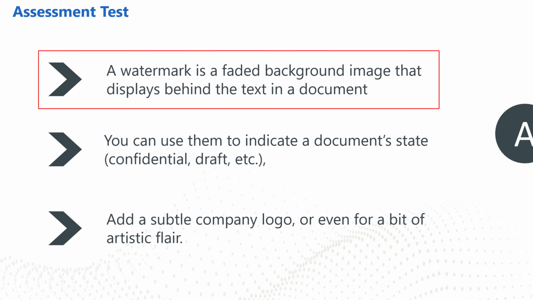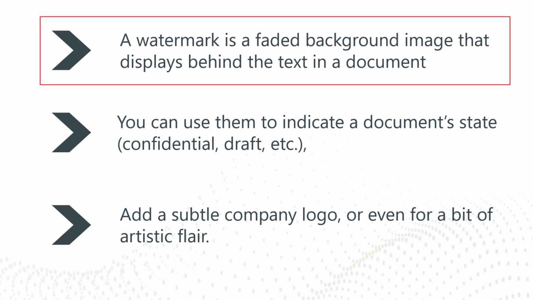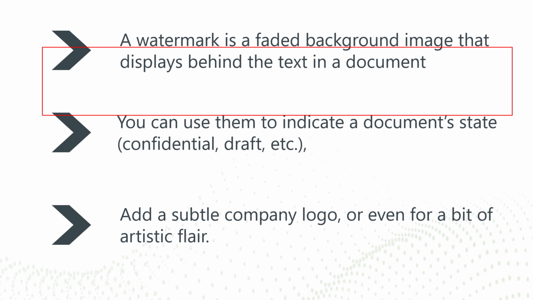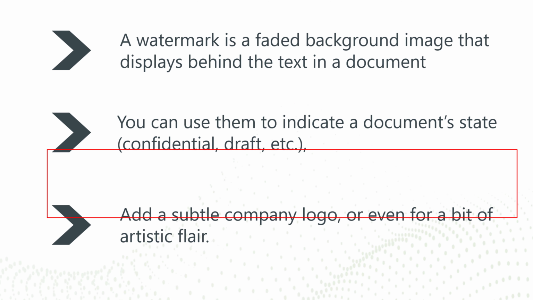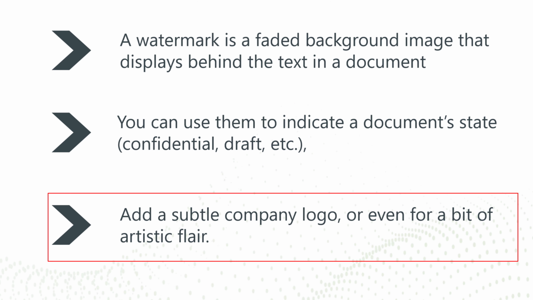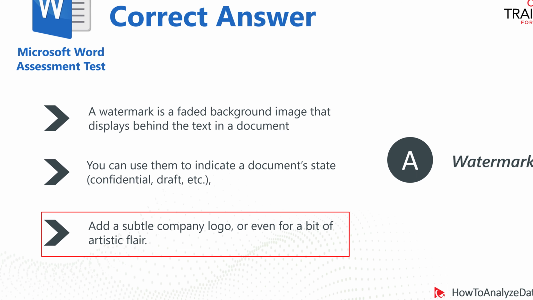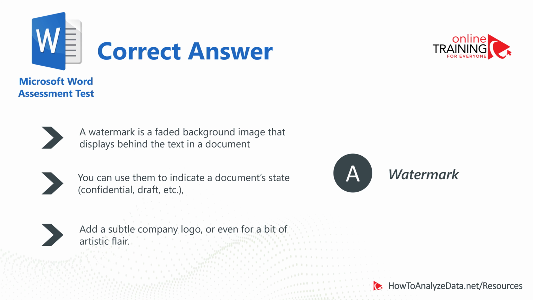A watermark is a faded background image that displays behind the text in a document. You can use them to indicate document state, for example, confidential, draft, sample, and a lot of others. Or you can add a company logo or load any custom image that you would like behind the text in your Word document using this feature. Hopefully you've got this one right.